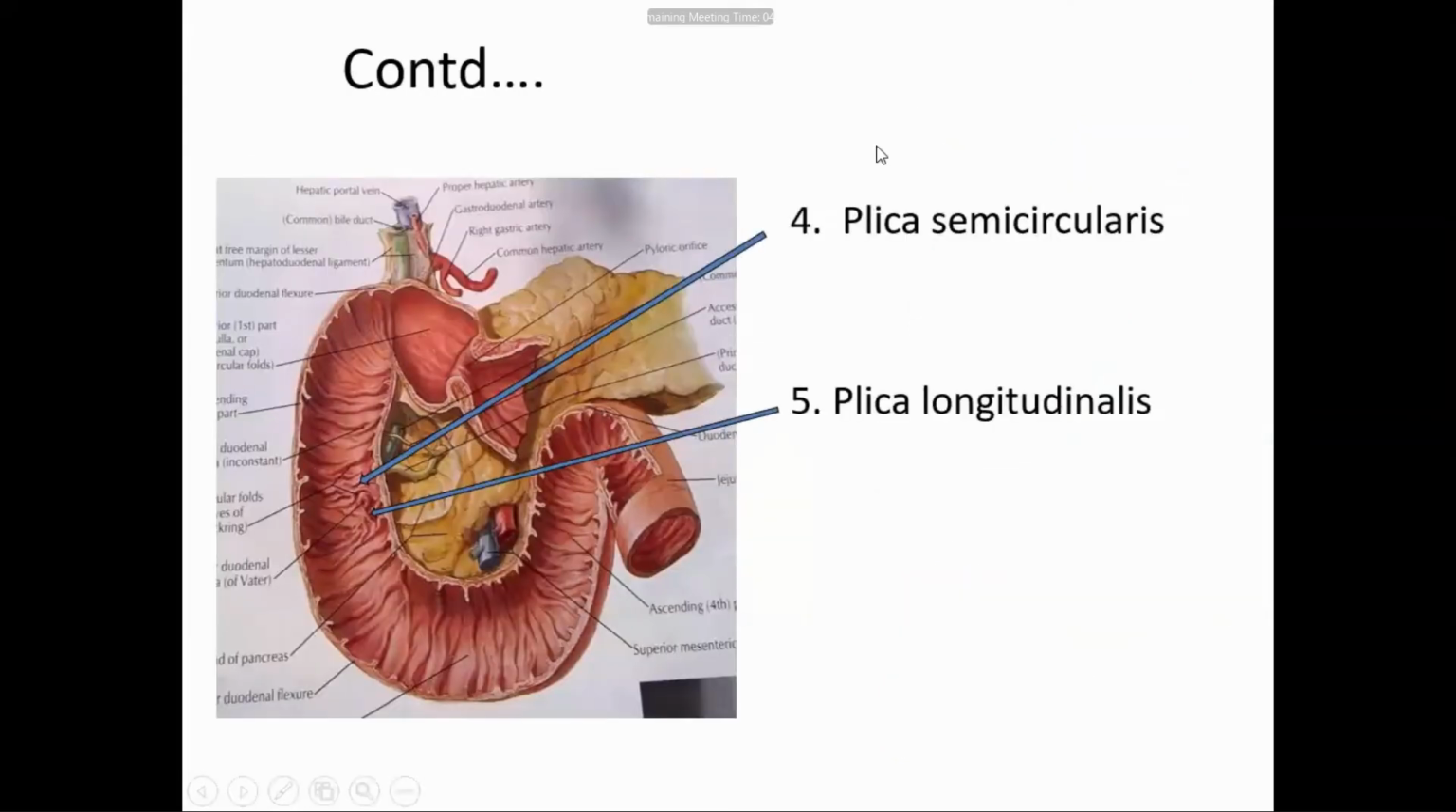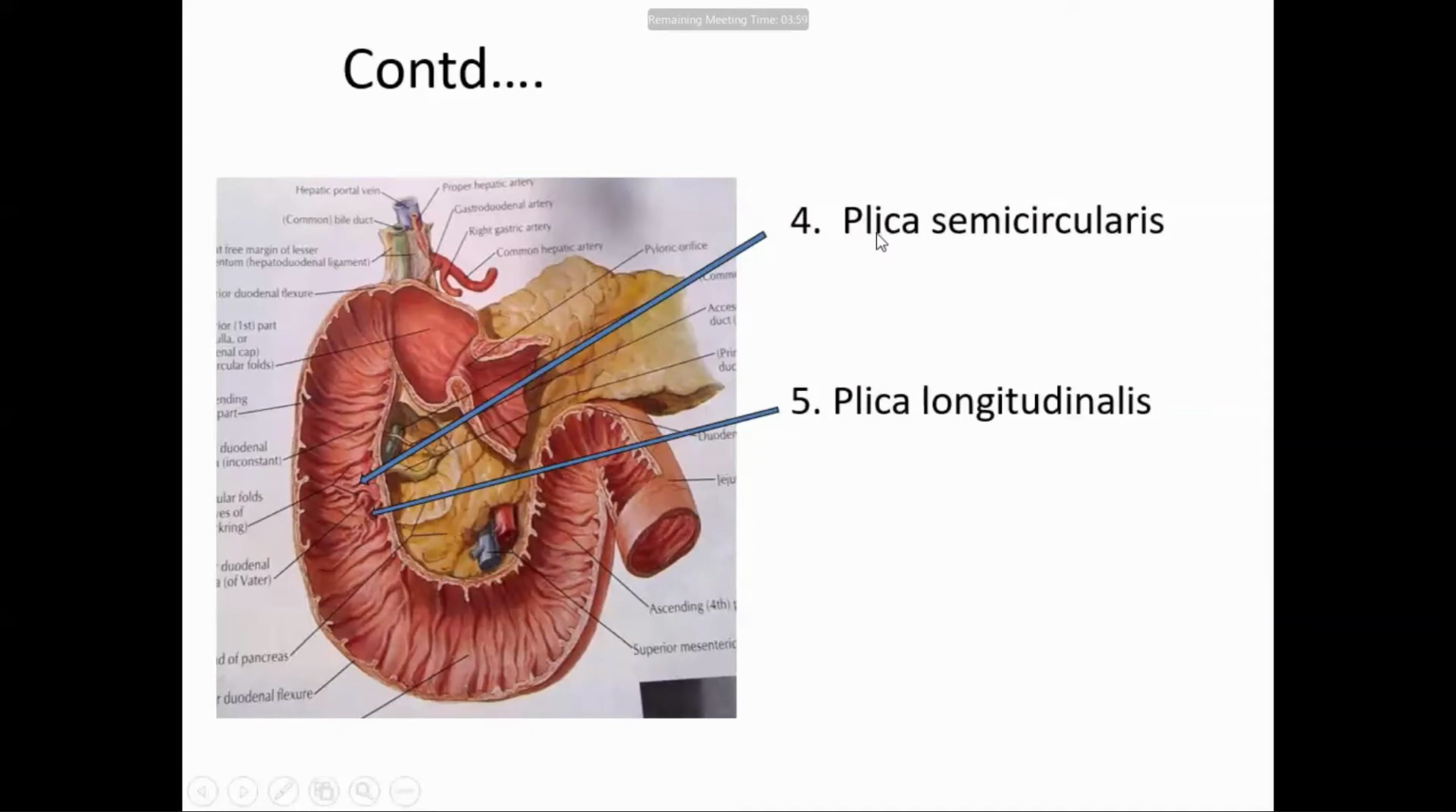Now other features in the second part of the duodenum are the plica semicircularis and the plica longitudinalis. Plica semicircularis: see, this arch present above the major duodenal papilla. The arch above the major duodenal papilla is the plica semicircularis. These are not the circular mucosal folds; these are the arched mucosal fold which is arching above the major duodenal papilla, which resembles a monk's hood, is the plica semicircularis.